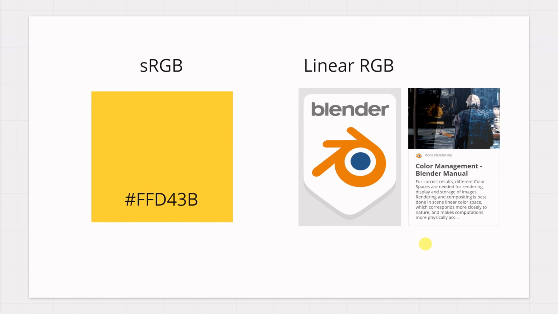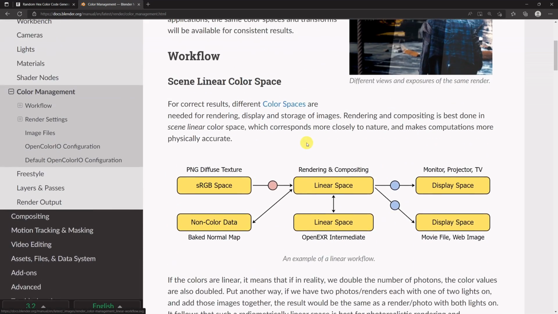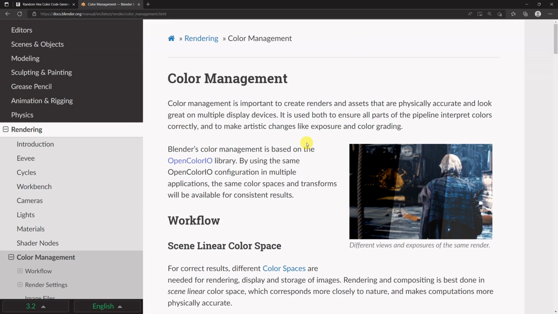Actually, the thing is that the hex triplet values are sRGB values, but internally Blender works with linear RGB. So we need to convert our sRGB values into linear RGB values. You can read more about it in Blender's color management documentation. So right here, you could find more details about what I'm talking about here, right? And to do that, we will need to do that conversion ourselves.